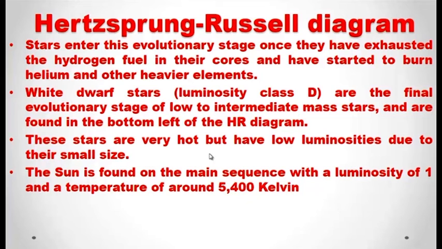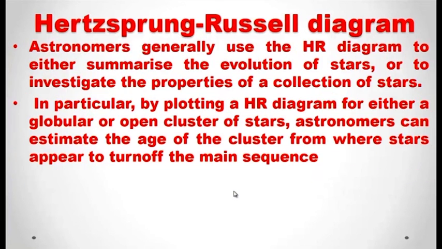White dwarf stars, class D stars, are the final evolutionary stage of low to intermediate mass stars and are found in the bottom left of the HR diagram. These white dwarf stars are very hot but have low luminosities due to their small size. The sun is found on the main sequence with a luminosity of 1 and a temperature of around 5400 Kelvin. Thus, the Hertzsprung-Russell diagram helps astronomers find a star's evolutionary stage.